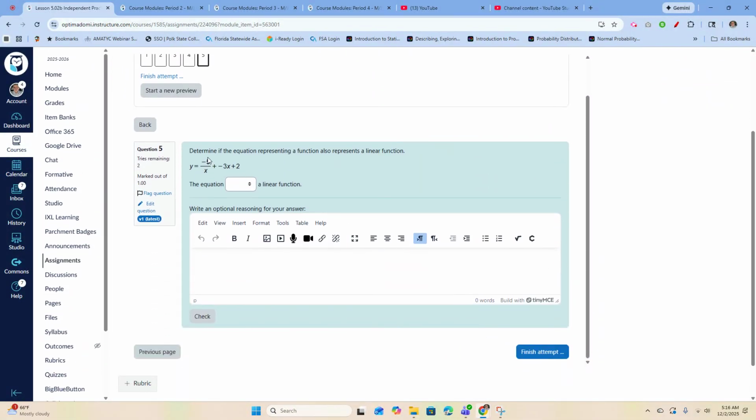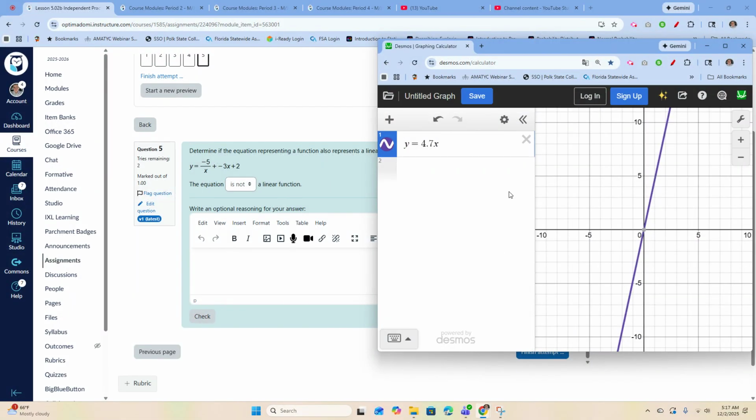Now here, careful. I look at the letter x. I see the x's, both x's. I don't see an exponent. That means the exponent is 1. However, here, this x is in the denominator of a fraction. And the x cannot be in the denominator of a fraction, because when I do the graph, you're going to see it's not going to be a straight line. So when you see the x in the denominator of a fraction, it's not a linear function. But again, to prove it to you, I'm going to do the graph.